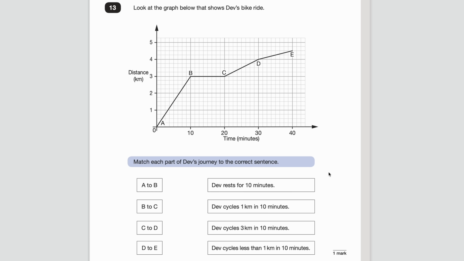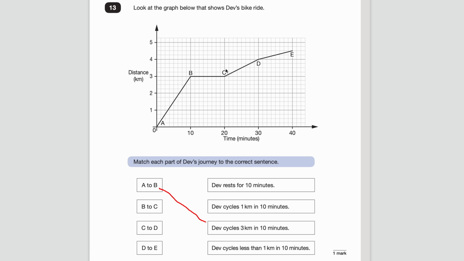So looking at the graph then, we have time along the bottom, along the x-axis, and on the y-axis, we've got distance. In 10 minutes, Dev travels 3 kilometers. So looking at the information we've got, it says to match each part of Dev's journey to the correct sentence. So looking at A to B, he goes from 0 to 10 minutes, and he goes from 0 kilometers to 3 kilometers. So let's see which one works. Dev cycles 3 kilometers in 10 minutes. That's true. Put that there.